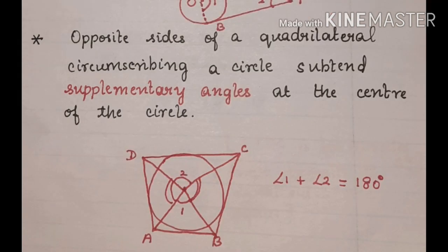So just now we have seen a last sum. Remember, opposite sides of a quadrilateral circumscribing a circle subtend supplementary angles at the center of the circle. So, the sum of the opposite angles subtended by the opposite sides of a quadrilateral will be equal to 180 degrees. That is, angle 1 plus angle 2 will be 180 degrees. Likewise, angle 3 plus 4. So, this is that result.